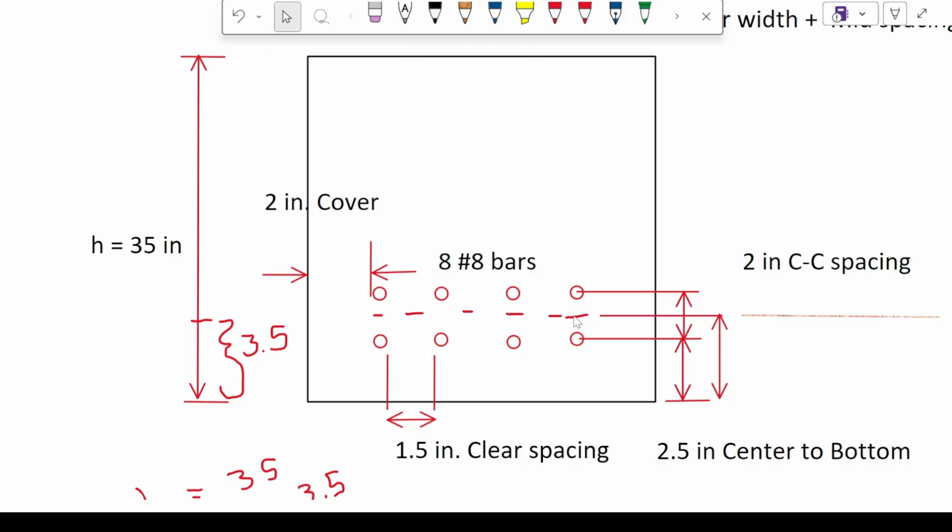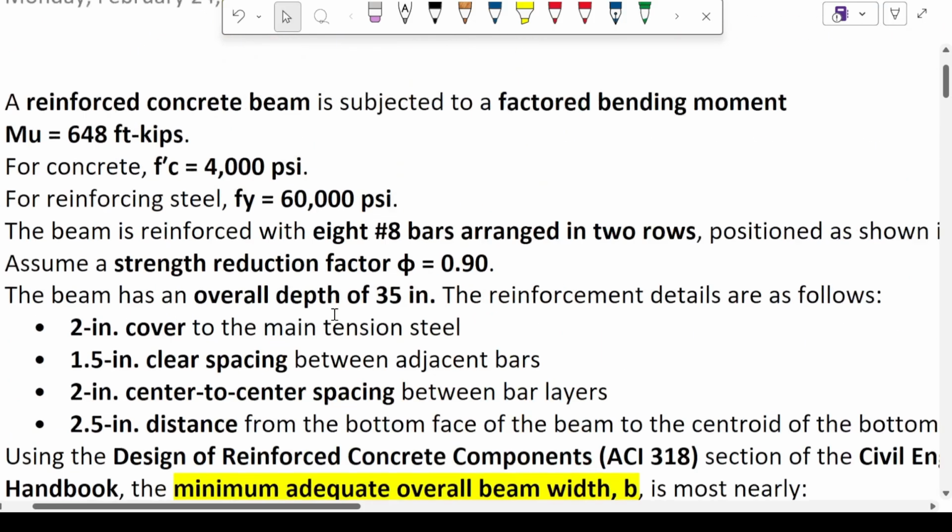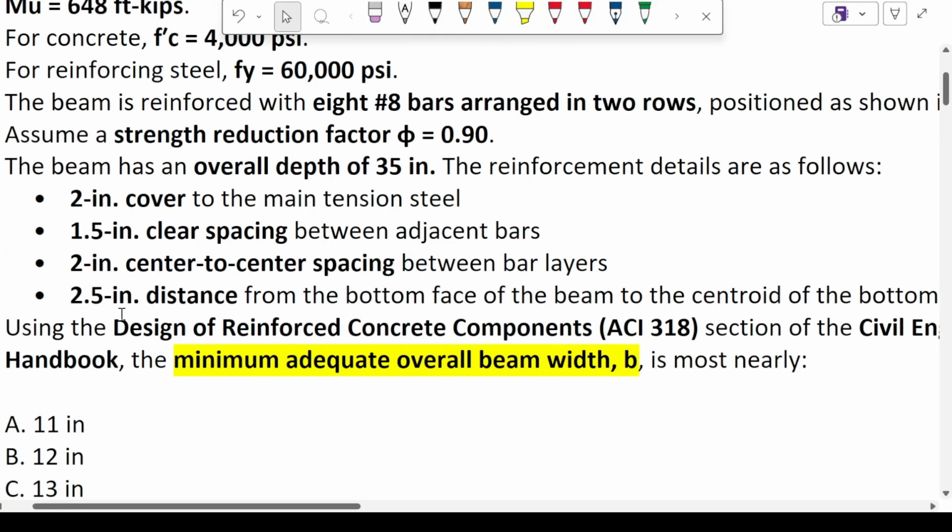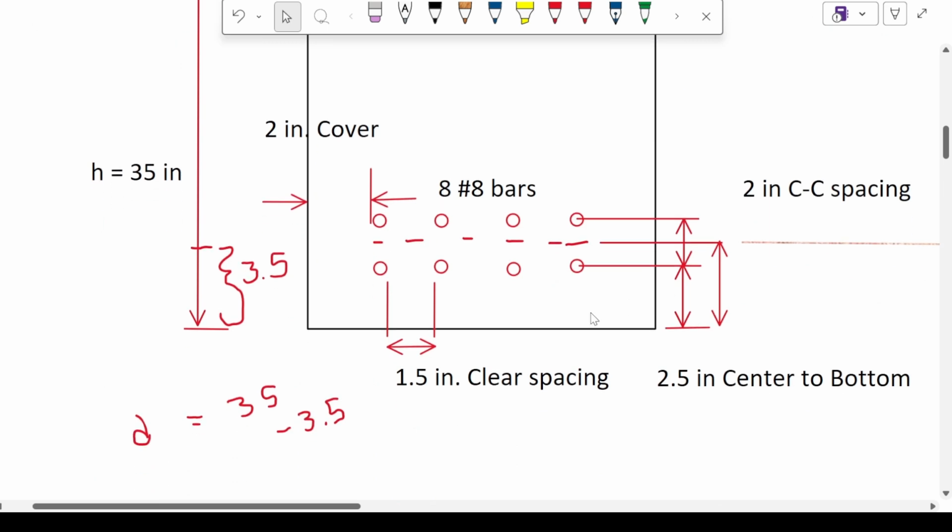That means the centroid between both the bars is going to be at 1 inch distance from the center of the lower bar layer. And 2.5 inches is the distance from the bottom face to the center of the lower layer. So from the bottom face all the way to the centroid between both of these bars, it's going to be 2.5 plus 1, that is 3.5 inches.